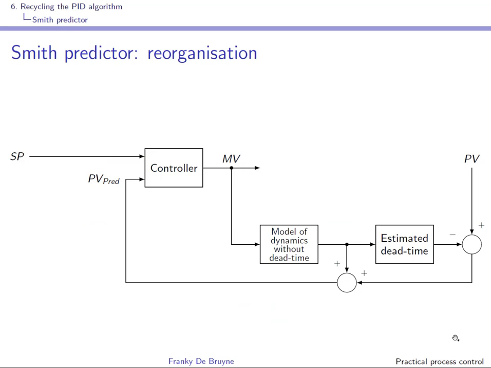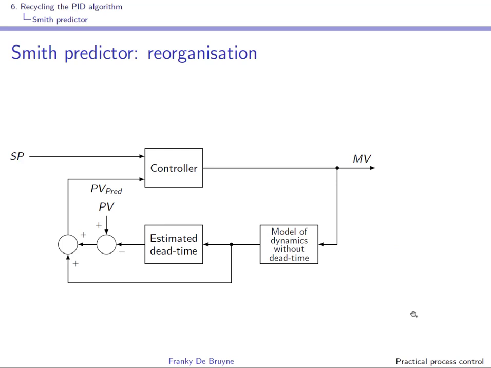This is the Smith predictor that we have obtained by gradually adapting the control structure. We have just removed the process. We can now reorganize things to have a block with the set point and PV at the input and MV at the output. Well, let us start the reorganization. Here we haven't changed a thing. We have just organized things to the left.